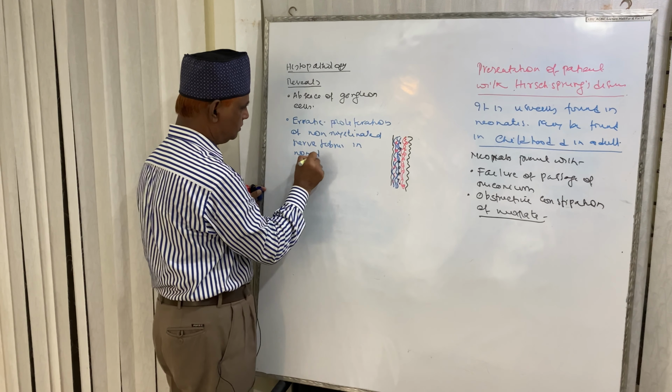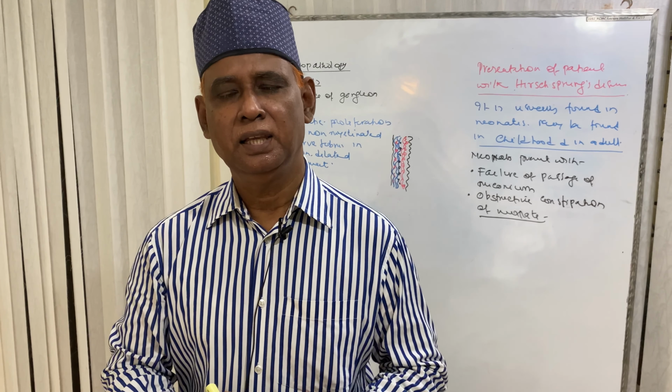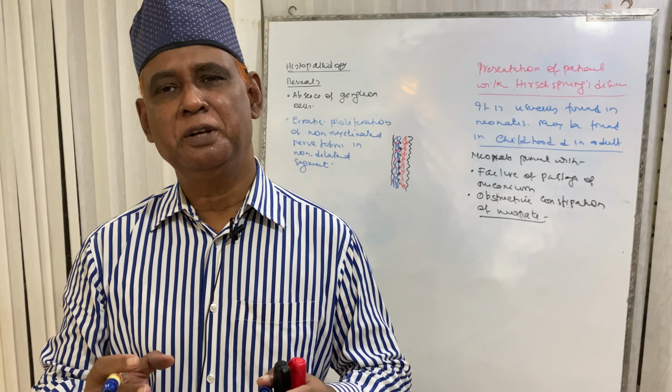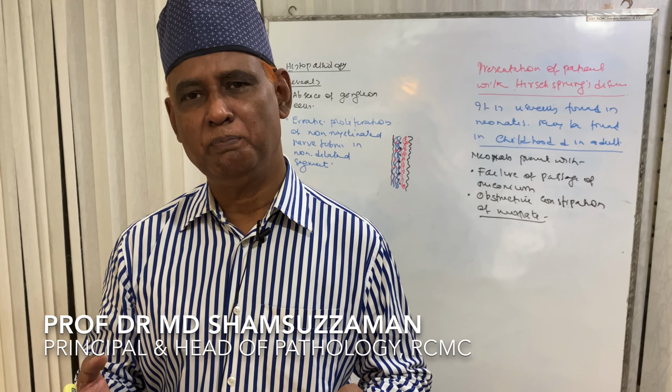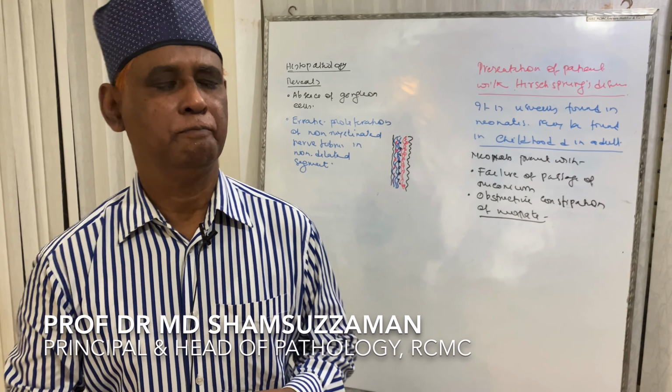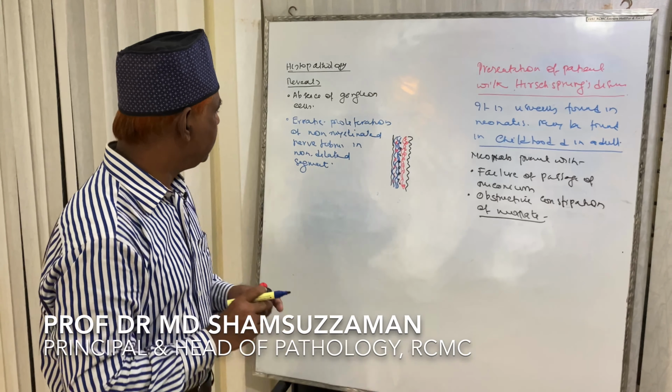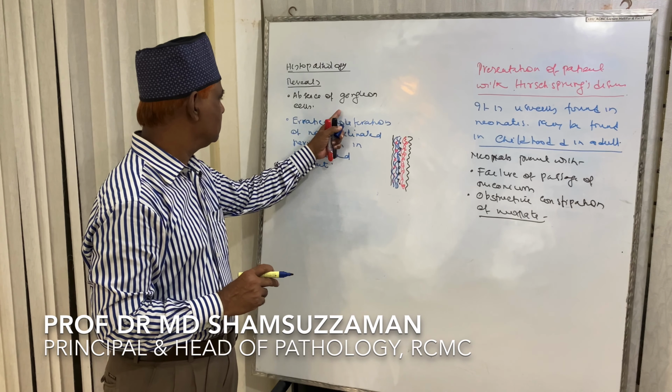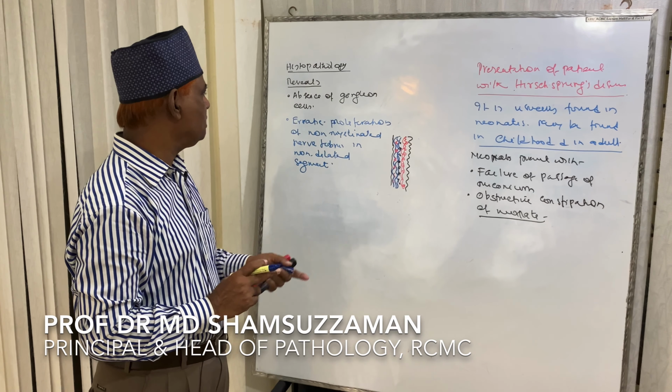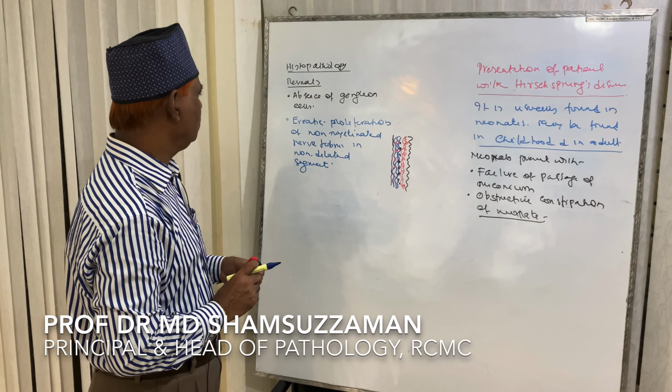Dear audience, I have told you there will be absence of ganglion cells due to failure of migration of neuroblast in the non-dilated part where there is development of colonic obstruction. In that non-dilated part, we get absence of ganglion cells. In addition to it, there will be erratic proliferation of non-myelinated nerve fibers. This is the histopathology of Hirschsprung's disease.